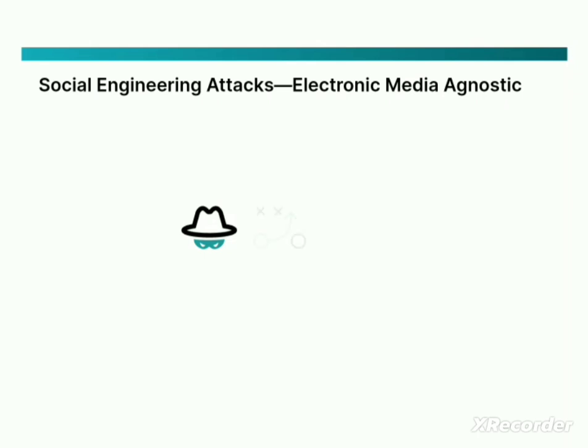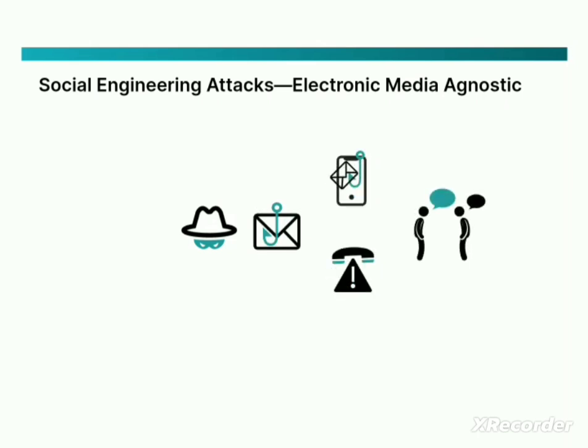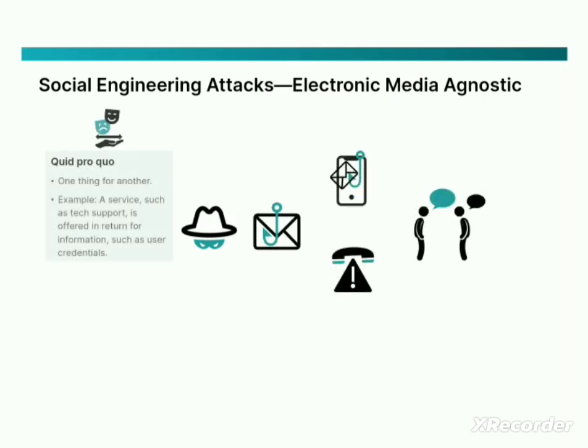Social engineering bad actors use other tactics that are not restricted to any one attack vector. They could use email, messaging, voice, or even speak to the target face-to-face. One tactic is called quid pro quo, a Latin phrase that means one thing for another. In the context of social engineering, a quid pro quo attack is when a bad actor offers a service, usually tech support, in exchange for access to information, such as user credentials.